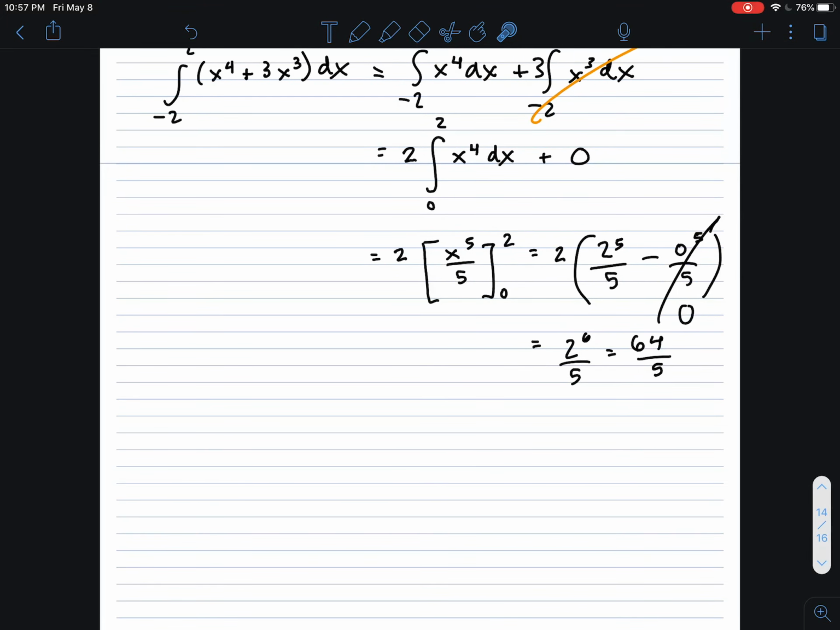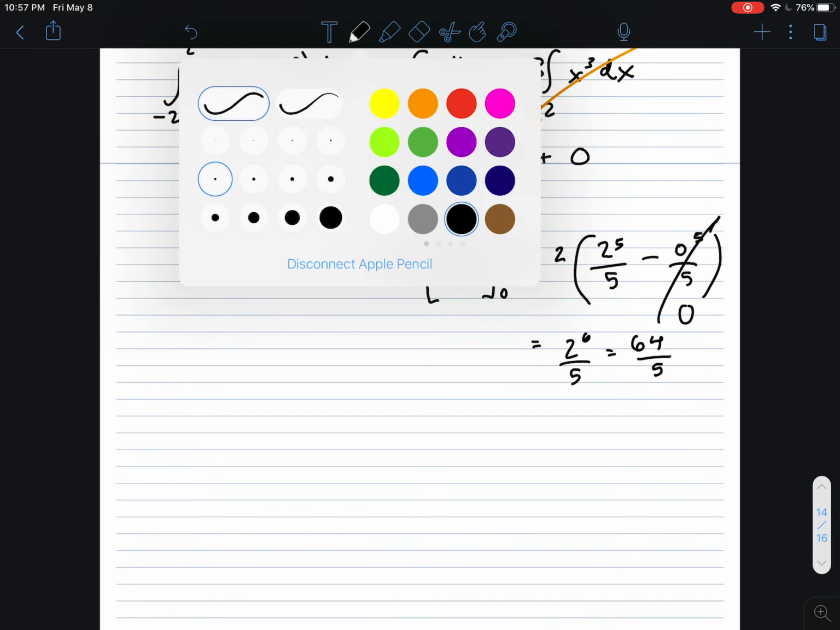Okay, so I know that was quick, but you guys know you can pause these videos or decrease the speed, and that's just a handy trick using even and odd functions. Our last thing that we're going to talk about is average value of a function.